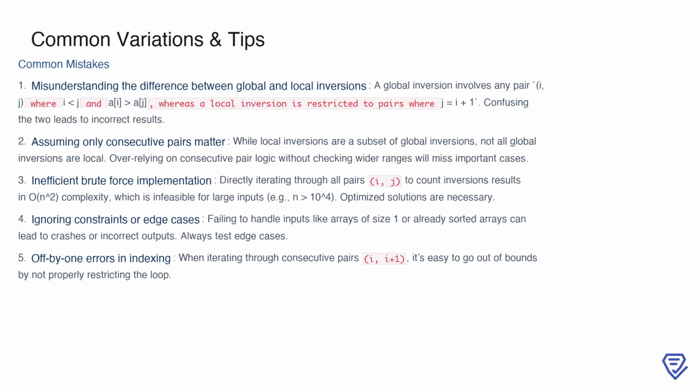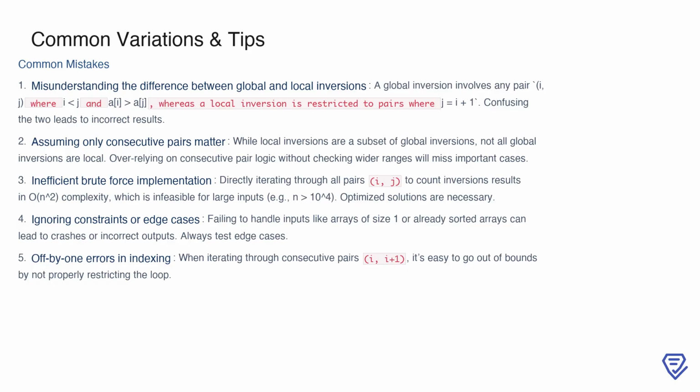Another mistake is assuming that only consecutive pairs matter. While local inversions are indeed a subset of global inversions, not all global inversions are local. This means you need to account for pairs beyond just those that are adjacent. Additionally, brute force implementations, where you iterate through all possible pairs i, j to count inversions, can seem straightforward but result in inefficient n squared complexity, which doesn't scale for larger inputs. Optimized solutions are necessary here.